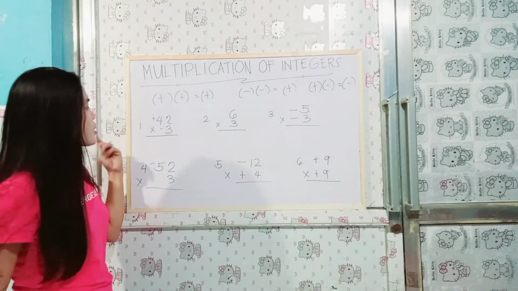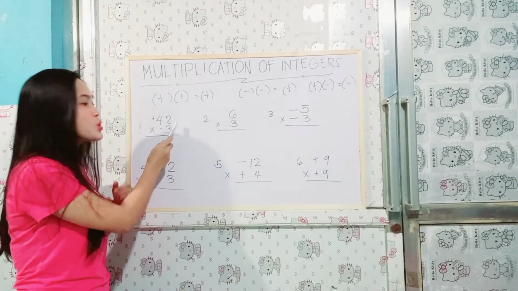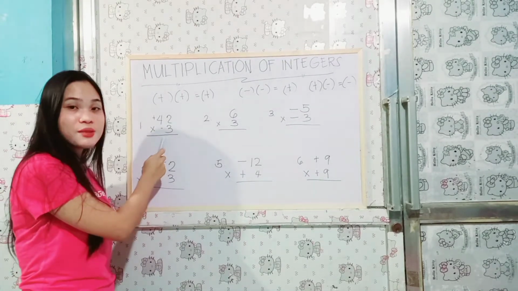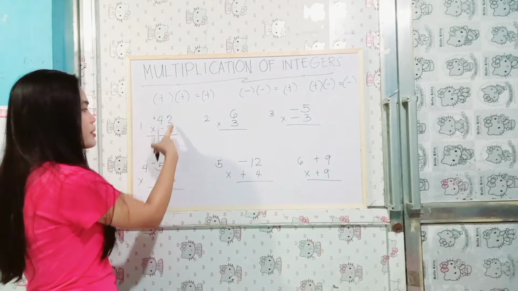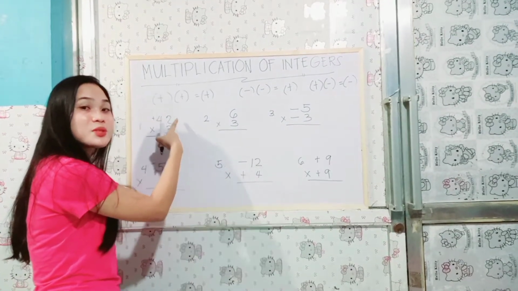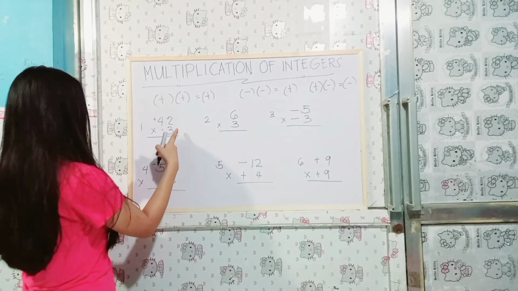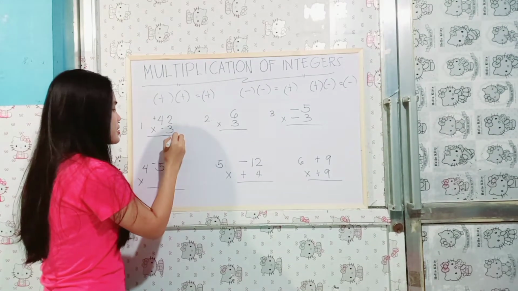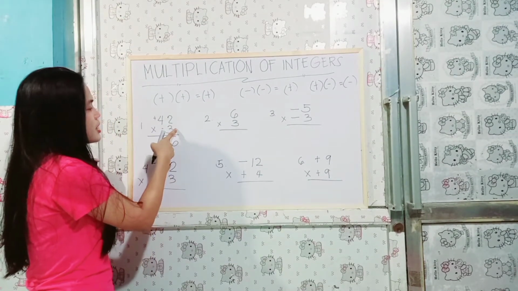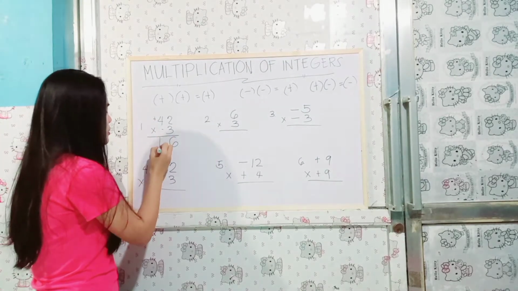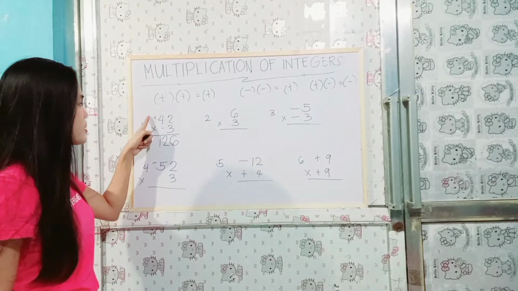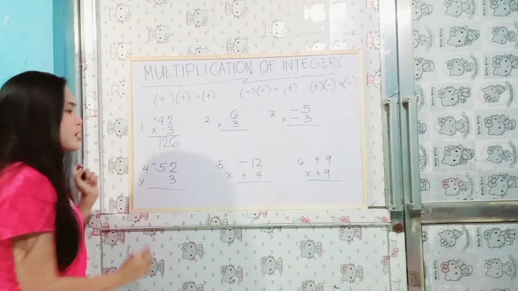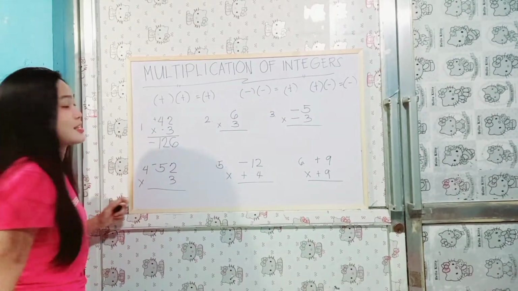So we have here positive 42 times negative 3. Let's solve. Let's multiply the absolute values. So we have 3 times 2 is 6. 3 times 4 is 12. So since they have different signs, positive times negative, our product will be negative.